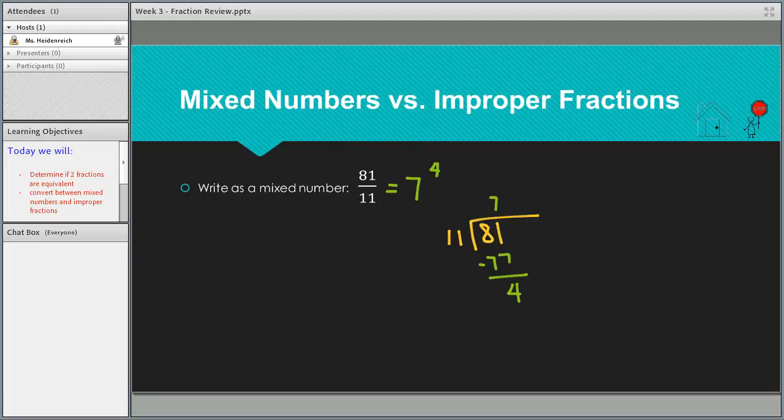So we have 7 and 4 11ths. Remember that a denominator is simply splitting up a whole into a certain number of parts. So we're just splitting everything up into 11ths, which we had 7 whole 11 parts inside our 81, and then we had 4 left over. So that's why we end up with 7 and 4 11ths as our mixed number.